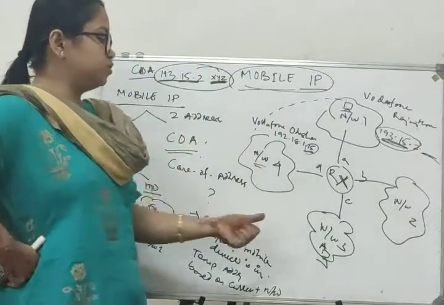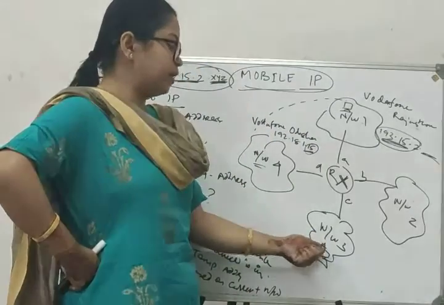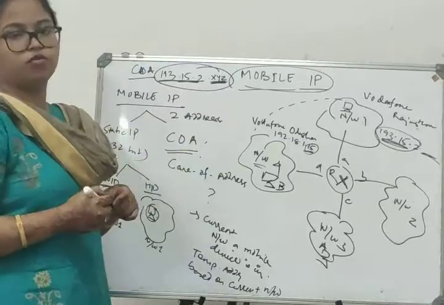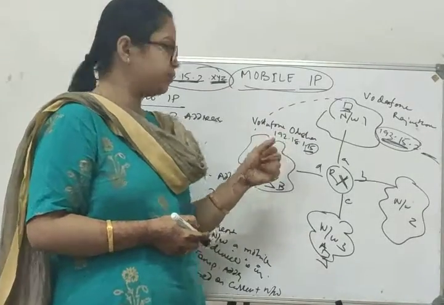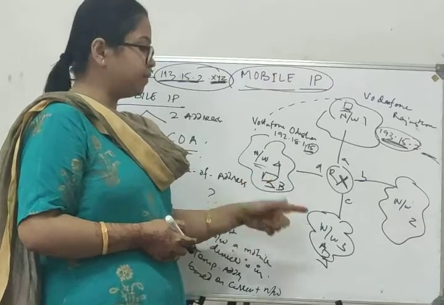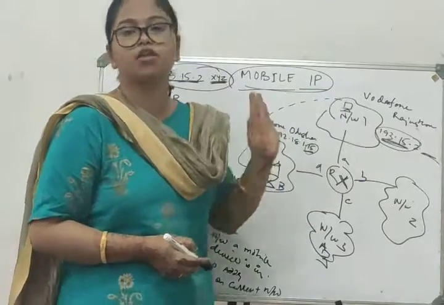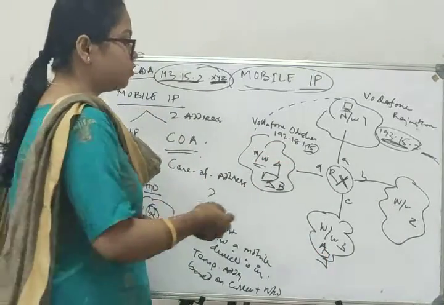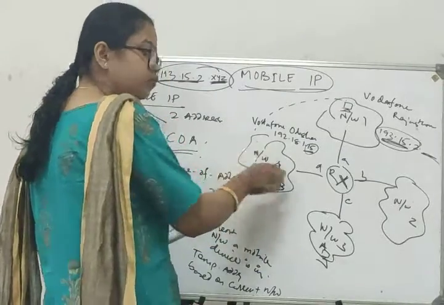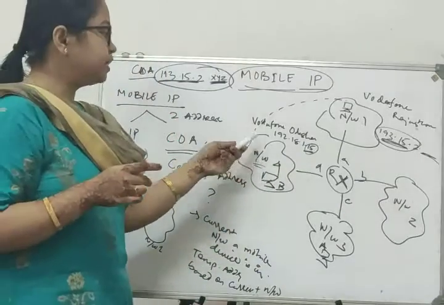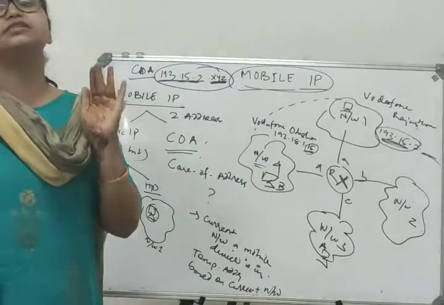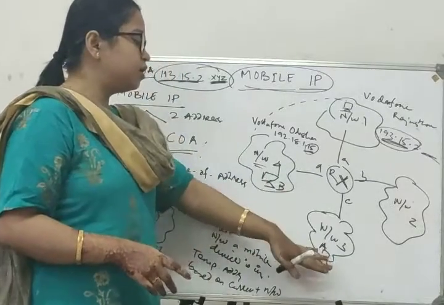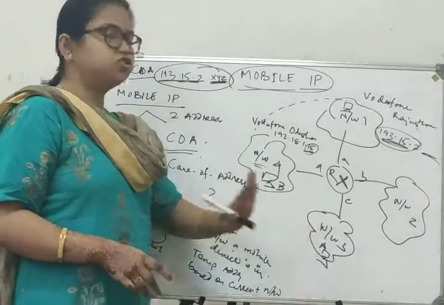So taking up a scenario, suppose from network 3 a mobile device A wants to send something to mobile device B which belongs to Vodafone Odisha. Now it will send the packet. The packet will reach here, because this device doesn't know anything about the care of address. It will simply send with the static address. So A will send to B using the permanent static address only, and communication will be established. Now once it reaches here, the job is done.